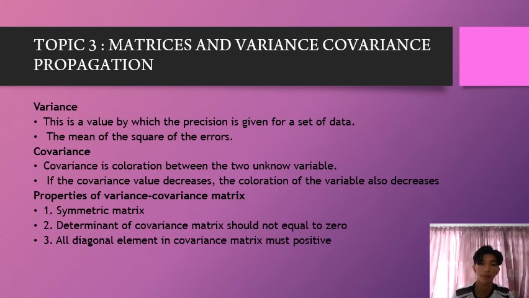And lastly are the properties of the variance-covariance matrix. First, it is a symmetric matrix. Second, the determinant of the covariance matrix should not equal 0. And for the third one, all diagonal elements in the covariance matrix must be positive.